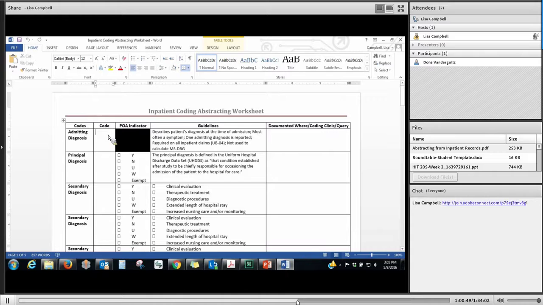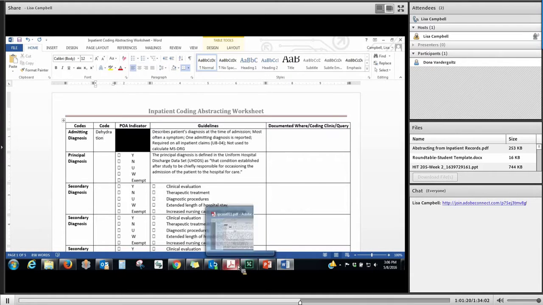Because we're dehydrated. So if I were you, I would use this sheet, and I've made it a Word document so that you can organize and rearrange this sheet if you want to, but I recommend printing this out with a pencil. So the admitting diagnosis is dehydration.